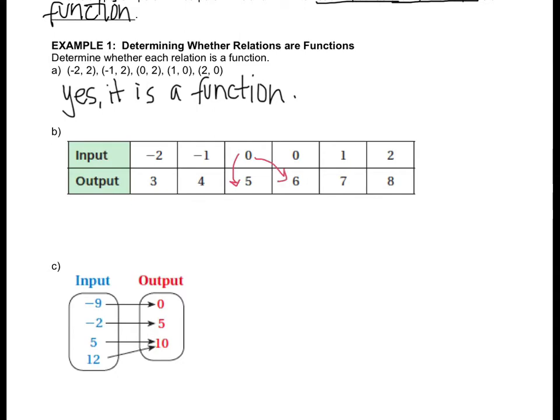If I tell you my input is -2, you know automatically what the output is. If I say the input is -1, you know exactly what the output is going to be. It's going to be 4. But if I say I'm going to input 0, you have two possible correct answers. You could say 5 and you'd be correct, but you could also say 6 and you'd be correct as well. Whenever that happens, then you are not a function because you have this kind of uncertainty about what output value you're supposed to use.